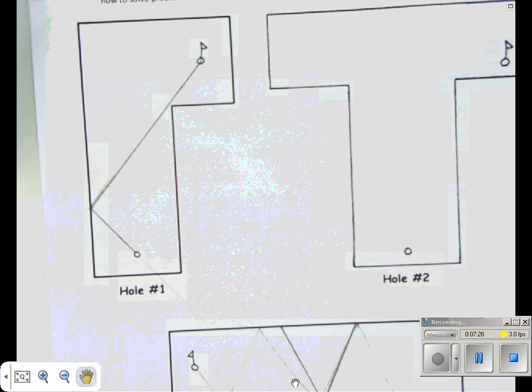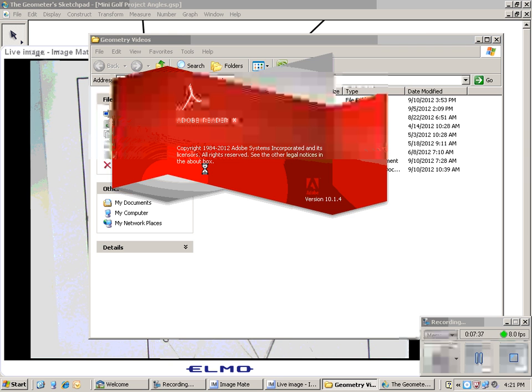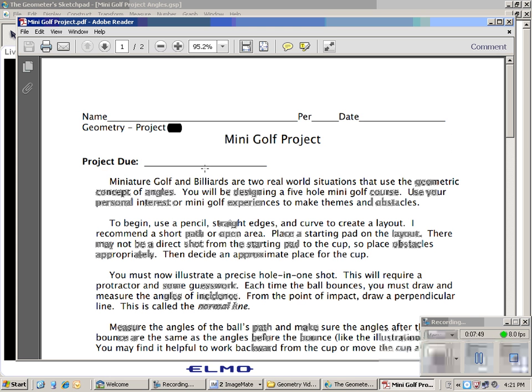Okay, let me actually pull up now what the miniature golf project is and show you. You can get this either on SharePoint. Ms. Swan and I both have copies of this paper if you want to actually get the paper. Miniature golf and billiards are two real-world situations that use geometric concepts of angles. The project is to design a five-hole mini golf course where you design what the holes are and also what the solutions are. If you've ever gone miniature golfing, you'll know that there are different obstacles. There are ramps, tunnels, waterways, and bridges that go over. So you can be creative with this and make some holes that are creative.